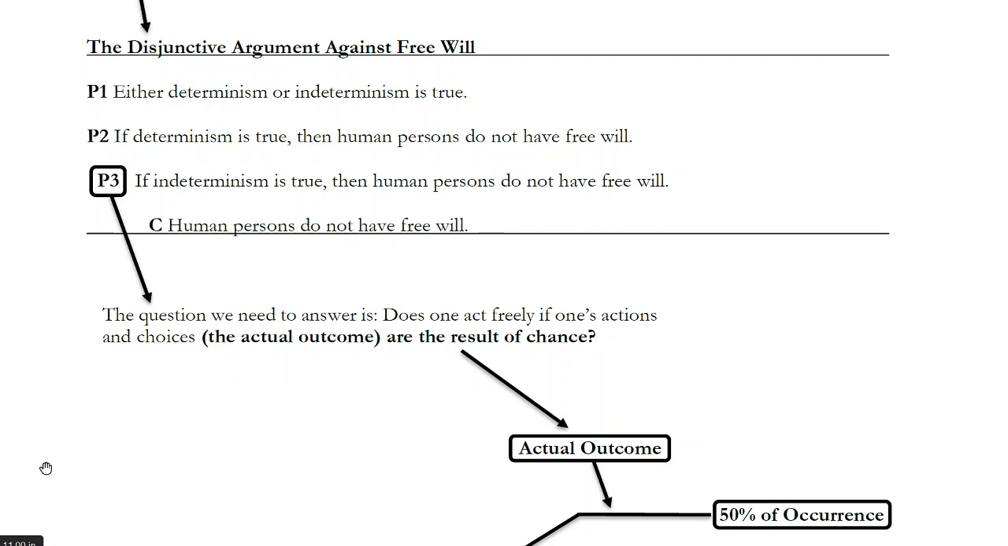So with the second premise, we've already seen why determinism undermines free will. So let's look at P3. Why would indeterminism undermine free will? This might seem like a surprising claim, because in fact, most philosophers who believe in free will are indeterminists. And the basic account goes like this.